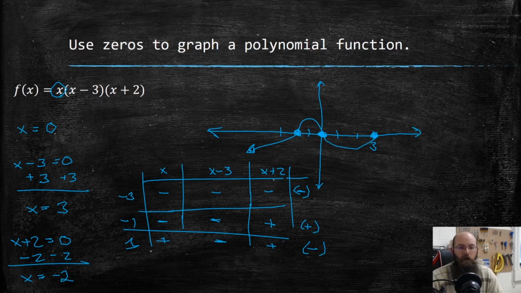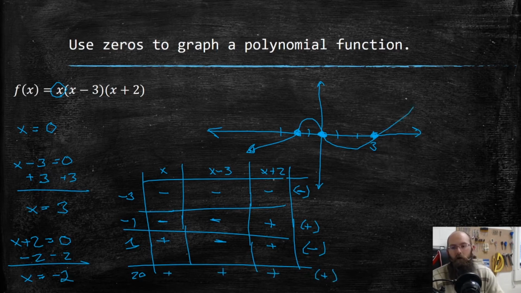And then, of course, I have to pick a number that is farther to the right, which let's do a 20. So it's going to be positive, positive, and positive. That chunk is positive, so this side must go up. So it looks roughly like that.